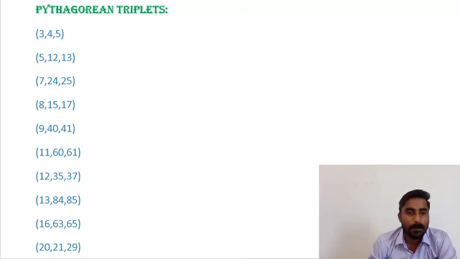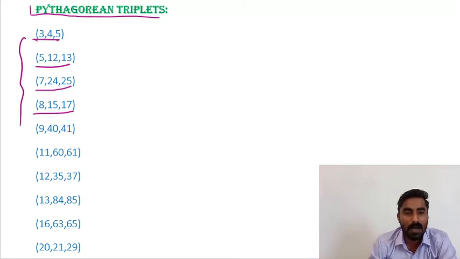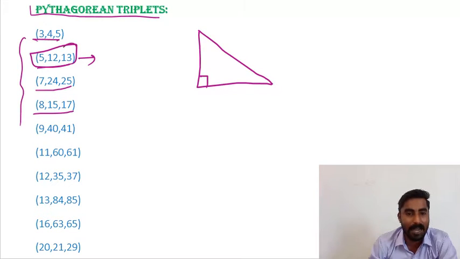Here are some examples of Pythagorean triplets: 3, 4, 5; 5, 12, 13; 7, 24, 25; 8, 15, 17. These are all Pythagorean triplets, and they always satisfy the relation for a right angle triangle. Suppose we consider this one and want to check whether it is a Pythagorean triplet or not. We know the longest side of any right angle triangle is the hypotenuse. So here 13 will be the hypotenuse.